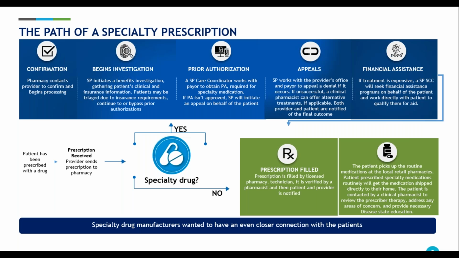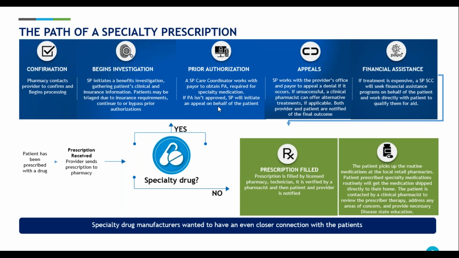The payers have put in these restrictions, especially because the drugs are costly, and they want to ensure that every penny being spent in the healthcare ecosystem is valuable and reasonable. Therefore, as you see here, the process starts with the physician sending the script to the specialty pharmacy, and the specialty pharmacy initially checks with the provider on the script that's being received, and then they start the processing.